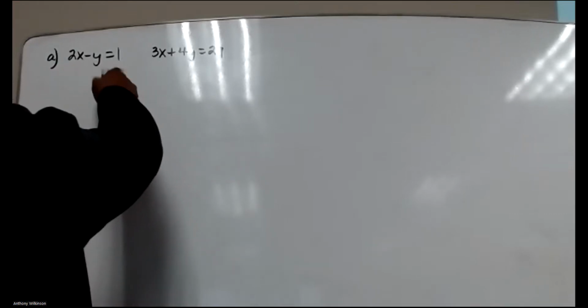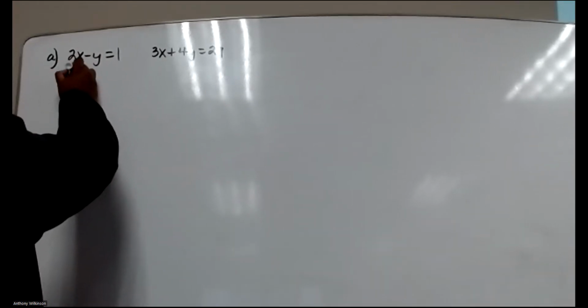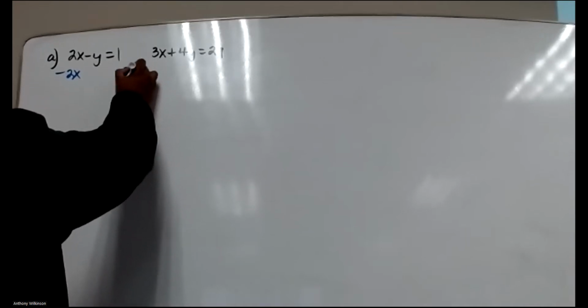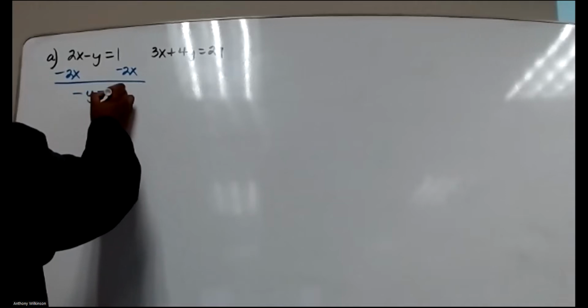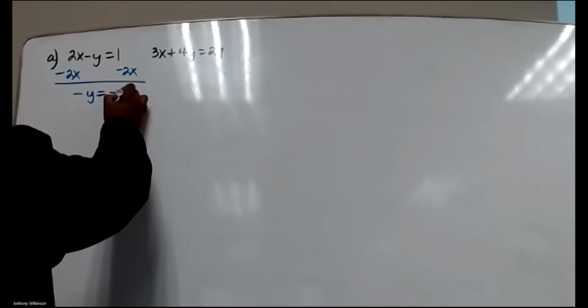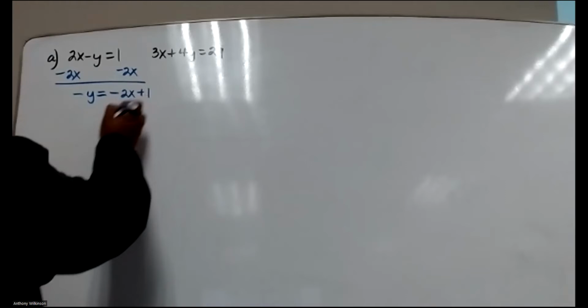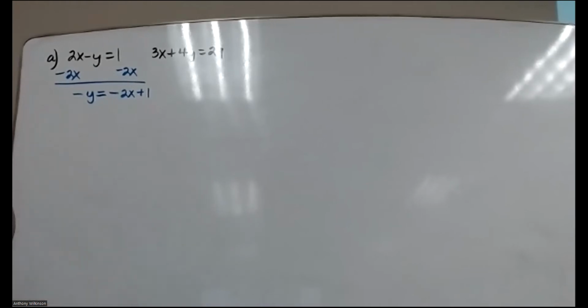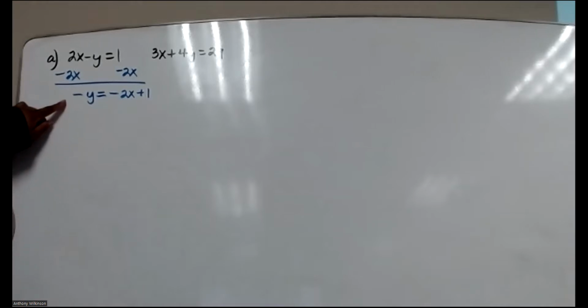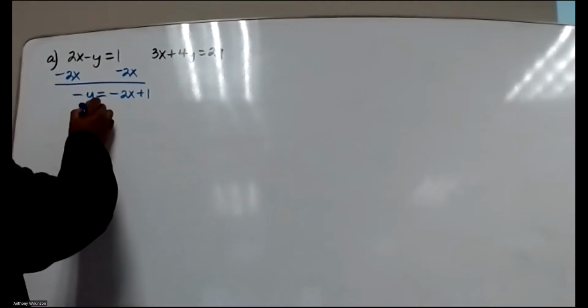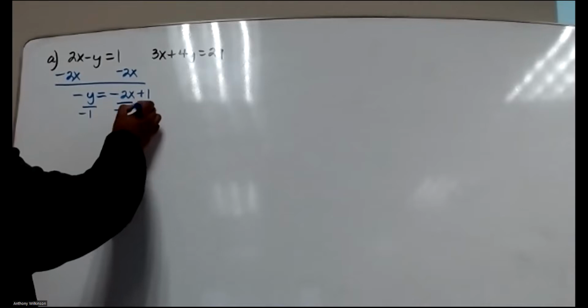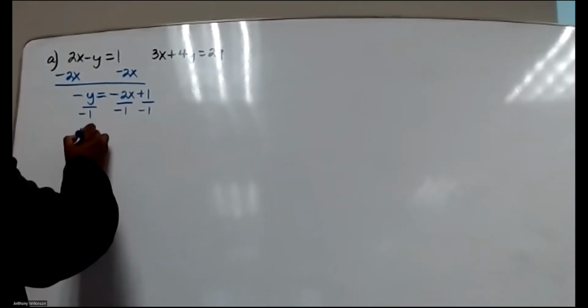So I need to move the 2x over to where that 1 is by subtracting 2x on both sides. So that means I'm having negative y is equal to, and I'll put the negative 2x in front. So I have negative y is equal to negative 2x plus 1. But I still need to get y by itself. Here I got that negative in front of that y. So to get rid of that, I'll divide each and every term in that equation by negative 1.